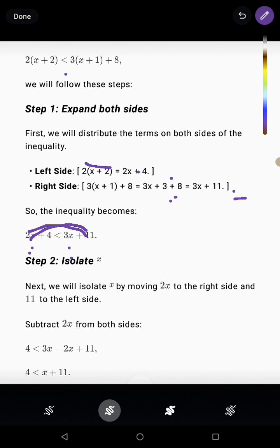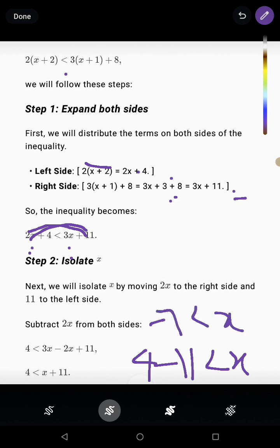Definitely from there we get what? 4 minus 11 less than x. Then minus 7 less than x. If minus 7 is less than x, then x is greater than minus 7. Do we understand? x greater than minus 7. That's the answer to the inequality.